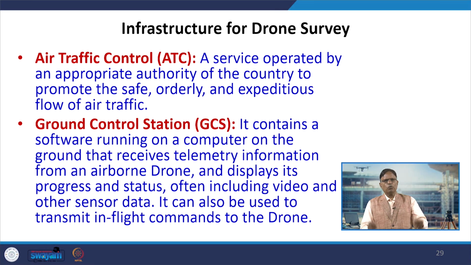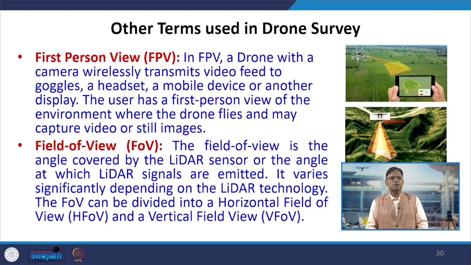Then we are using a ground control station, and the ground control station basically has a software system, a computer system on the ground, and it receives telemetry information from an airborne drone, and we can see on the display the progress and the status of the data collection by the drone system. It also often includes video and other sensor data which is transmitted. So it can be used to transmit in-flight commands to the drone. So the ground control station is very important while we are flying the drone system.